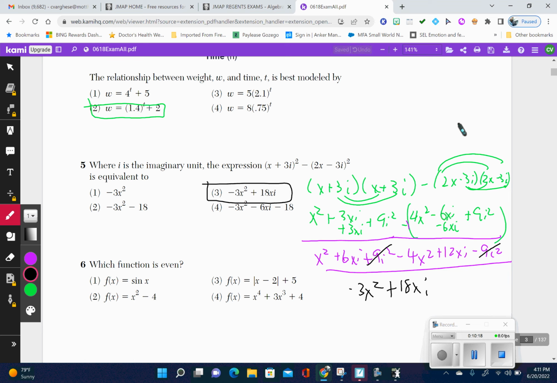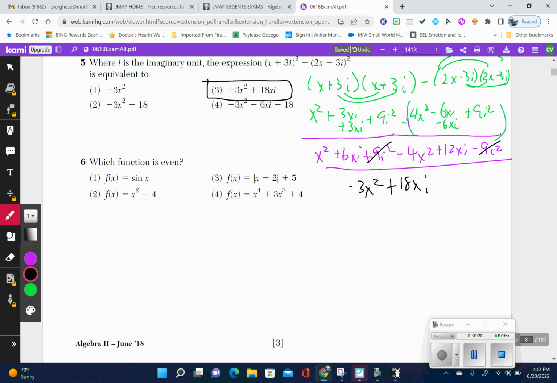Okay, pretty easy. Which function is even? Even, just so you know, means reflected over the y-axis. So for example, if I draw something like that, that is even, because if I fold it along the y-axis, it's going to be symmetrical. So I'm going to pause it, graph, and see which one is symmetrical.